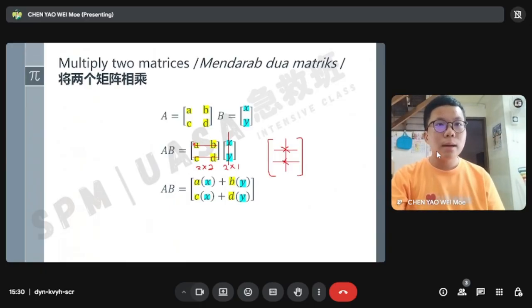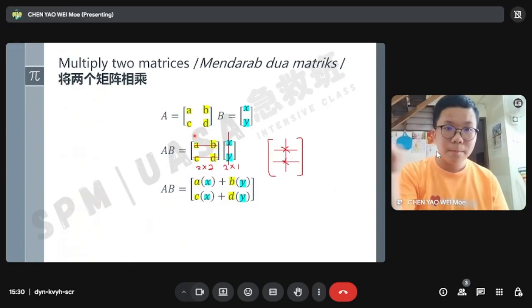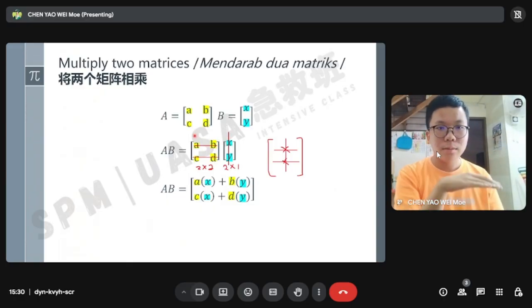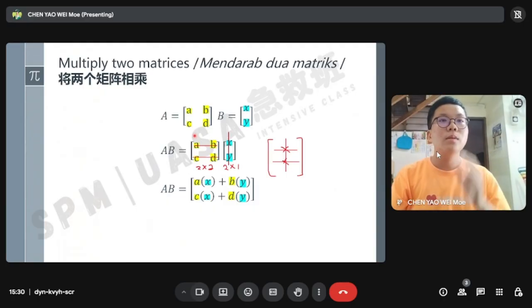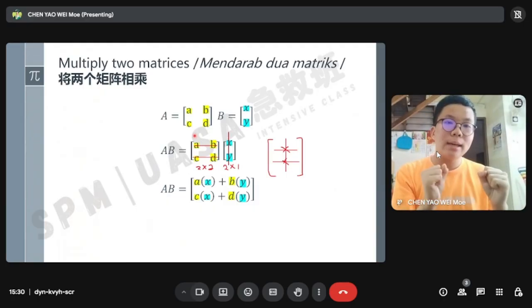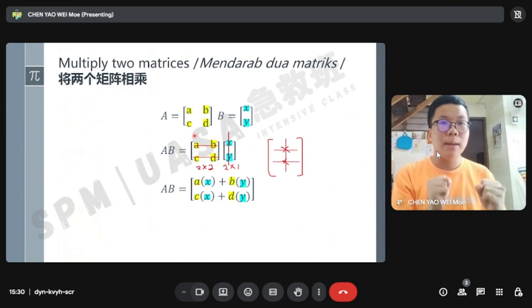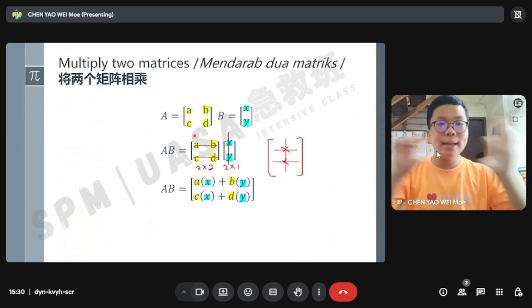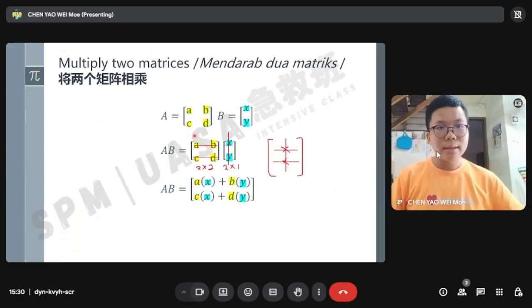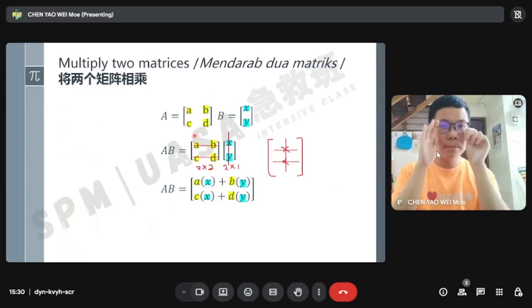So how do we multiply it? Okay, the row times the column: row with column, and we add them together. And the bottom one is also the same thing. Then we will get the answer.